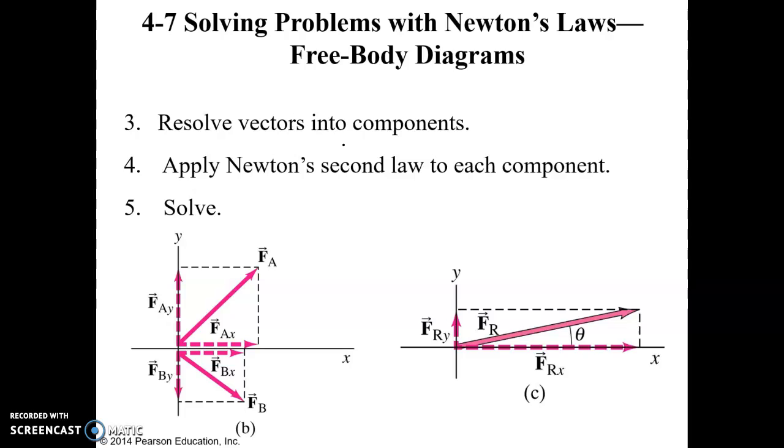Anytime you're presented with diagonal forces, your immediate thought should be, I don't like diagonal forces. I want to change that into a pair of vertical and horizontal forces. In other words, resolve or break them down into their vertical and horizontal components. Then we can apply Newton's second law in the x direction and the y direction, setting up a series of equations and then solving. This may require solving two equations simultaneously, solving a system of equations.